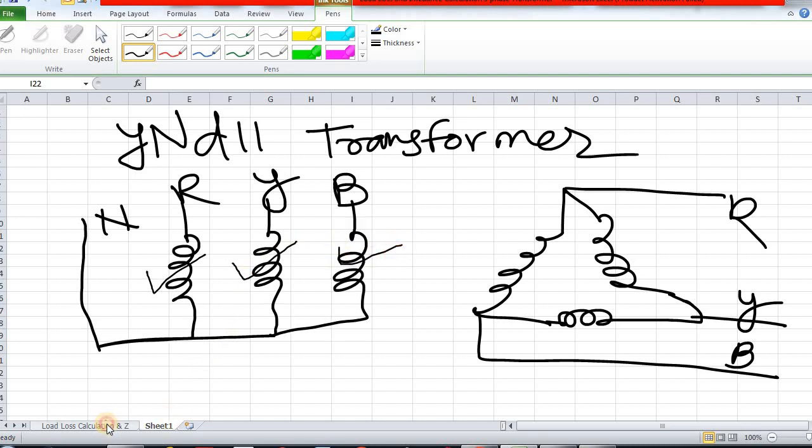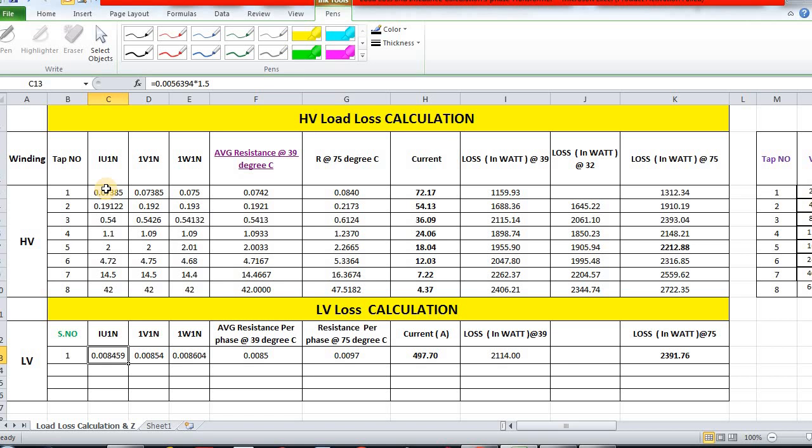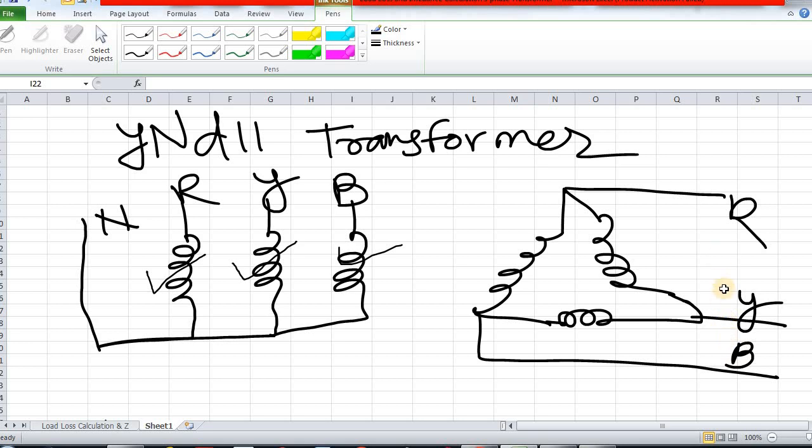This is the winding resistance of the HV winding, phase to neutral, and this is also phase to neutral. If resistance is taken from phase to phase, meaning line voltage, then to convert phase to phase into phase to neutral, multiply by 1.5.